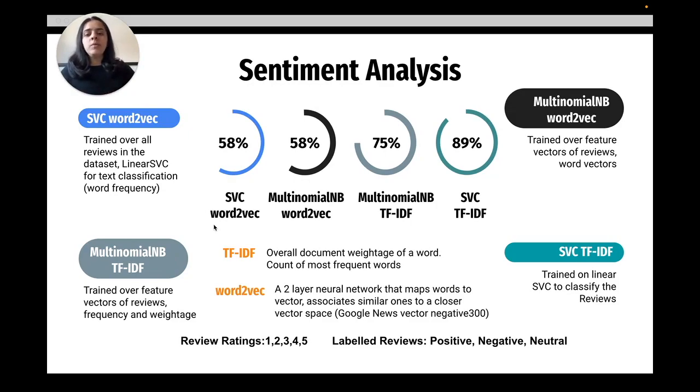The second model implemented is multinomial naive Bayes, which is based on Bayes' theorem. This model considers a feature vector where a given term represents the frequency of it, the number of times it appears. It is trained over the feature vectors of reviews and the label ratings, providing an accuracy of 58% for word2vec, which is similar to the one given by SVC, and 75% for TF-IDF. Hence, TF-IDF with SVC performs better overall than the combined four models.